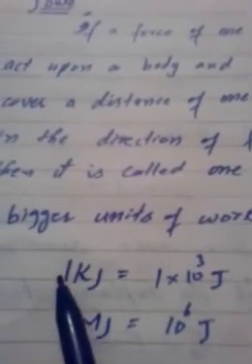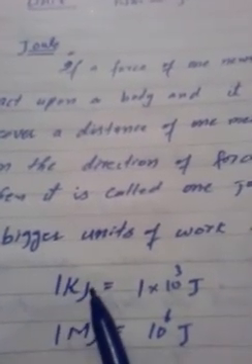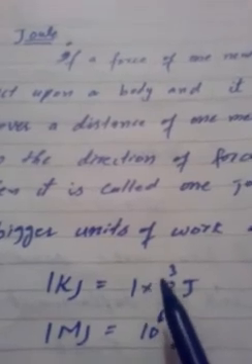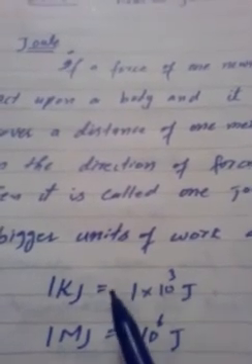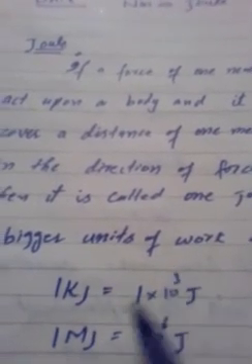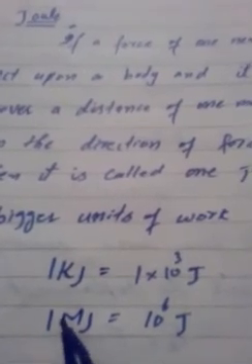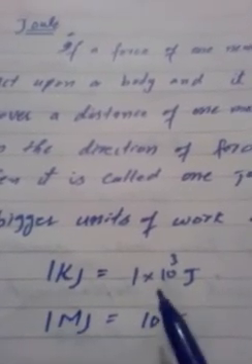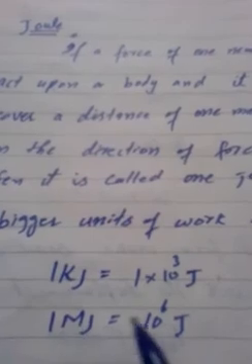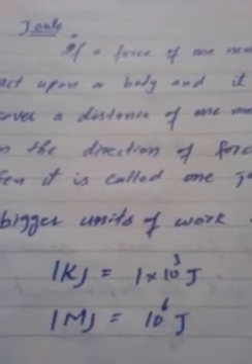Joule is a smaller unit and the bigger units of work are 1 kilojoule, that is equal to 1 multiplied by 10 raised to power 3 joule, as kilo is equal to 10 raised to power 3. And 1 megajoule: as 1 mega is equal to 10 raised to power 6, 1 megajoule is equal to 10 raised to power 6 joule.